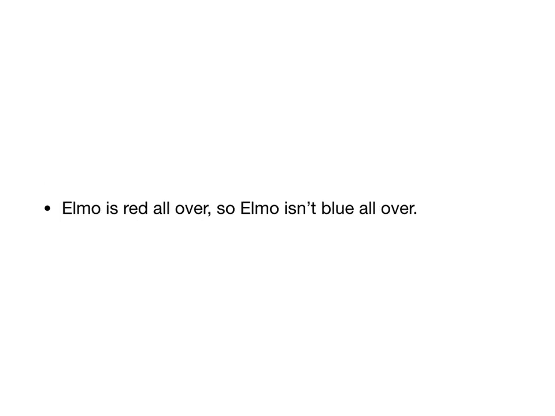Another example of a valid argument: Elmo is red all over, right? So Elmo isn't blue all over, right? If something is all one color, if all of Elmo is red, Elmo can't also be blue all over. Red, blue, things are one or the other, right? This is a valid argument.